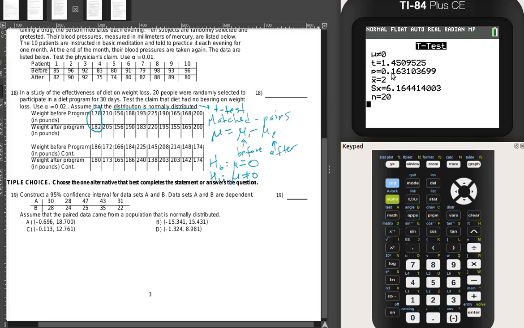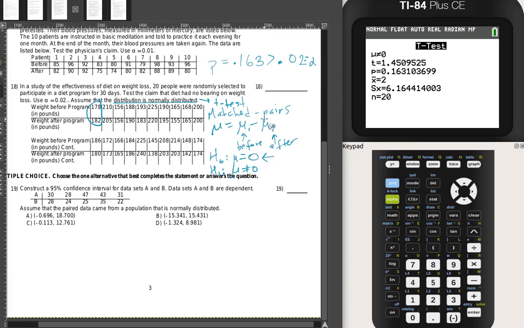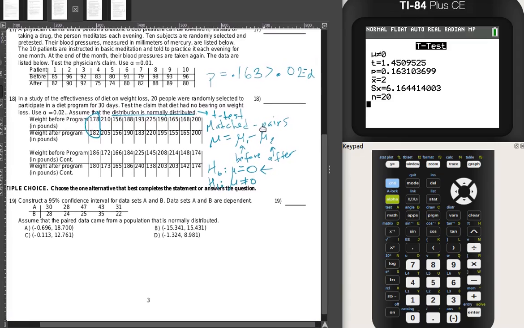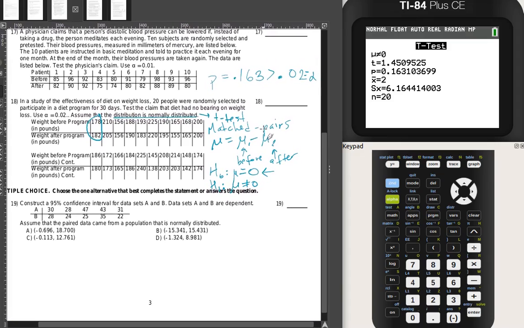And we have, let's see, a p-value of 0.163, which is greater than the level of significance of 0.02. So we will fail to reject this one, which when we fail to reject, we're saying that there's no difference. Whether you did the diet or not, you may gain weight, you may lose weight, but in general, your weight's not going to be any different and probably will just be the same afterwards.